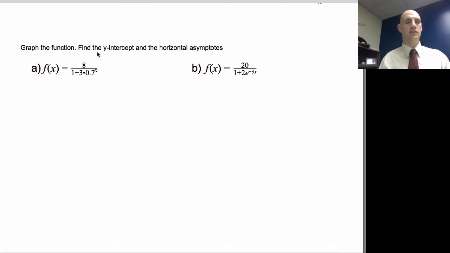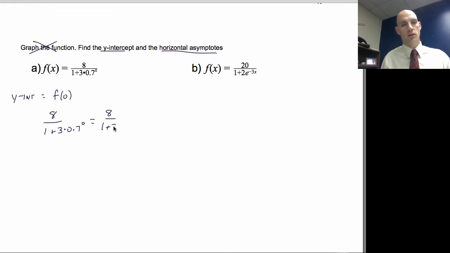So this wants us to graph the function, find the y-intercept, and the horizontal asymptotes. Actually, we're not even going to graph. We're going to use the function to find these two pieces of information. Our y-intercept is actually going to be f of 0. So if I put in 0, 8 divided by 1 plus 3 times 0.7 to the 0 is equal to 8 over 1 plus 3 times 1, since 0.7 to the 0 is 1. And so this would actually be 2. So our y-intercept is 0, 2.